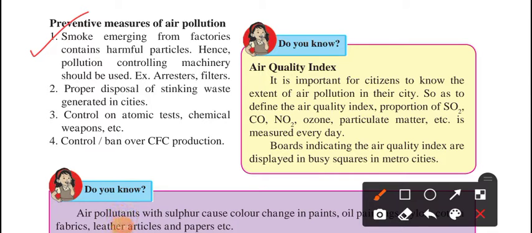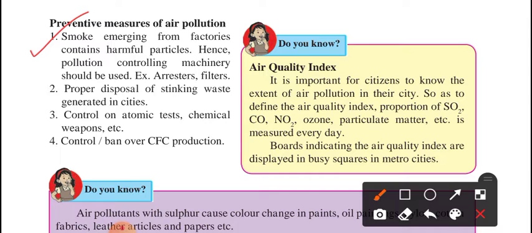So, very first preventive measure is smoke emerging from factories contains harmful particles. Hence, pollution controlling machinery should be used. Example, arresters, filters, likewise. Whatever smoke is coming from the chimney, you must know about this word. A chimney is attached to the factory's top roof. So an arrangement of filters and all should be there, so that harmful gases can't enter directly into the air.